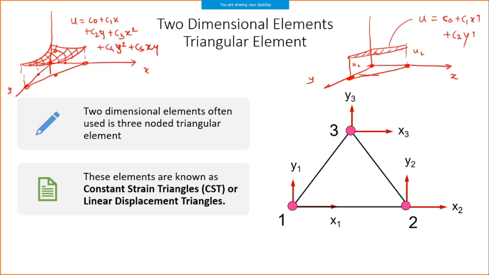So how to decide which terms are most important and which terms can be neglected, that point we will discuss in defining the shape functions. That is what is called the Pascal triangle.